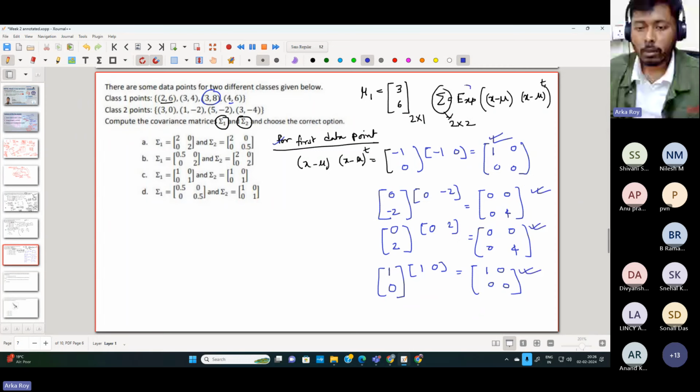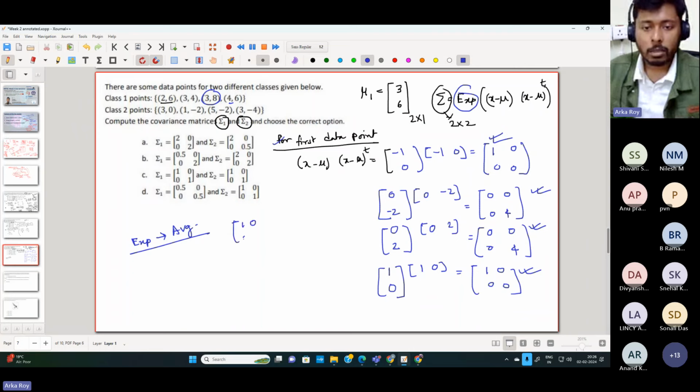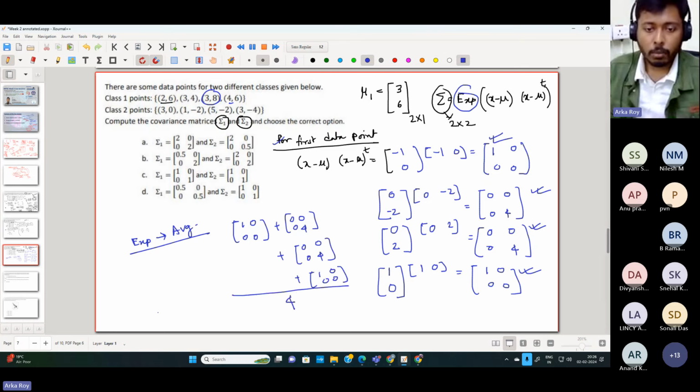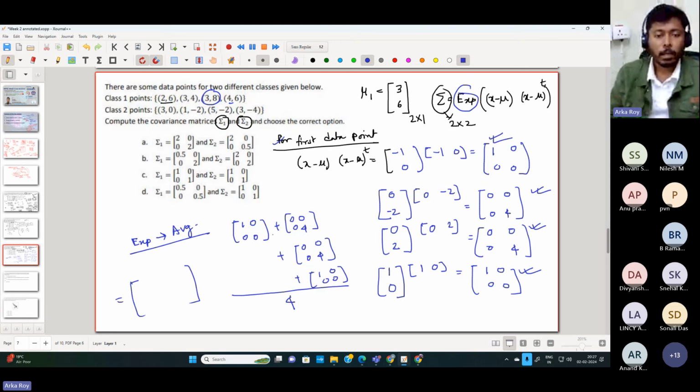Now I have an expectation operation. Expectation means average operation. So I have to take the average of all these. So it will be [[1, 0], [0, 0]] plus [[0, 0], [0, 4]] plus [[0, 0], [0, 4]] plus [[1, 0], [0, 0]]. If you add and divide it by 4, what will be the output? Anyone? You add all these matrices and then divide by 4 because you are taking the average.